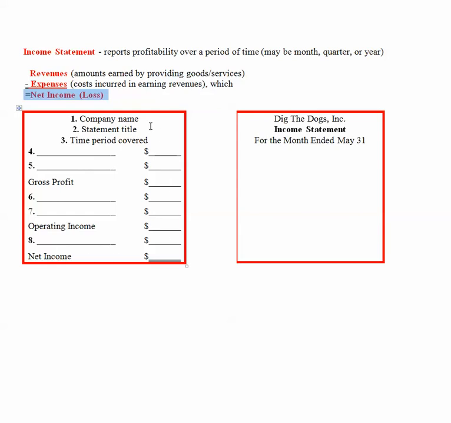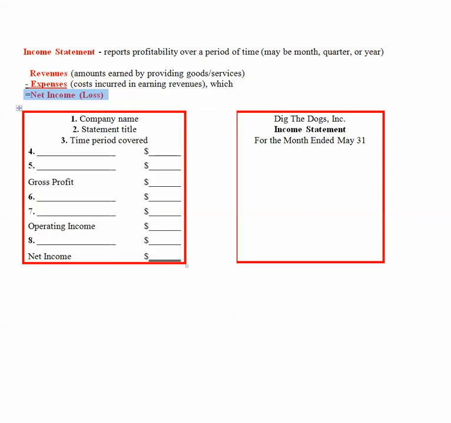We're going to go through Dig the Dogs. You always put the company name first, that's number 1. Then the title of the statement, this one's the income statement. And number 3 is really important, that's the time period covered. If I told you I made $10,000, would you be impressed? Well, what's important to know is what time frame did you earn that over? So that is very important. So this statement is for the month ended.